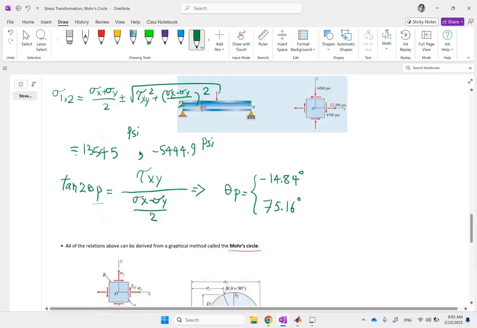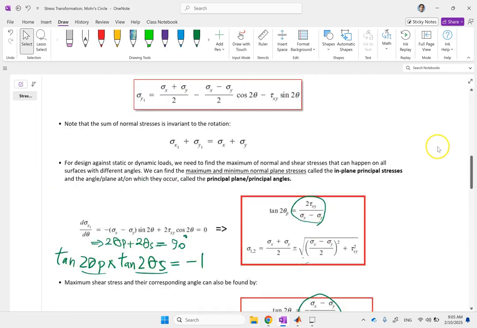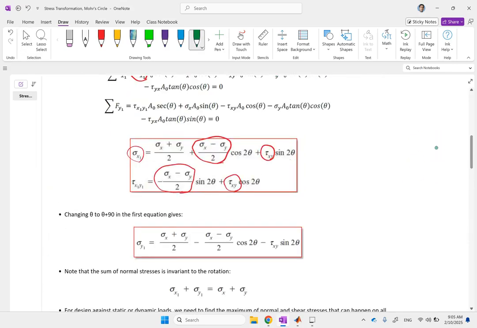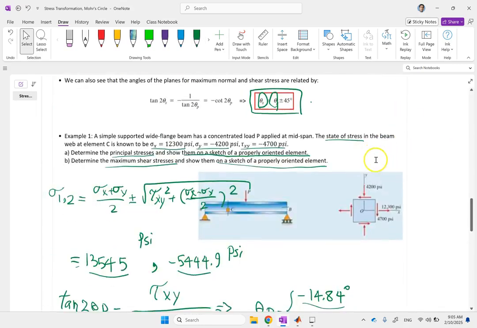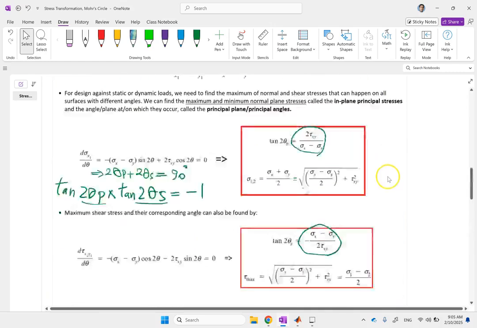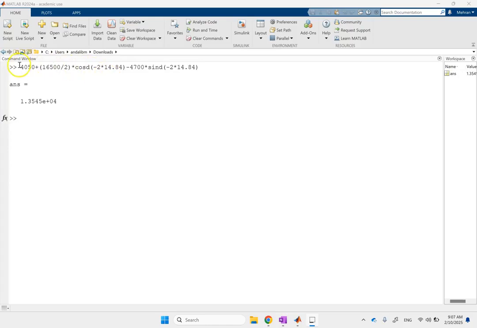It gives us two angles, which are 90 degrees apart, negative 14.84 and 75.16 degrees. Now that we have these values, before I draw it, I need to know which one of these angles corresponds to which one of these values. So I need to plug one of these angles into the formula for sigma x1 and see which one it will give me. So I go ahead and plug the first angle into the formula for sigma 1 and calculate the number.